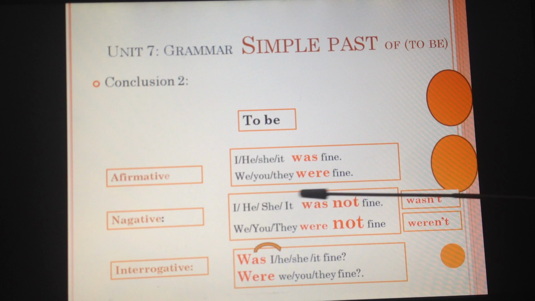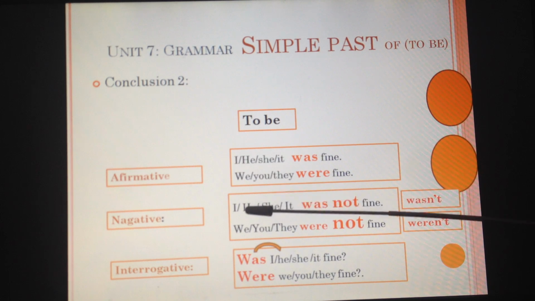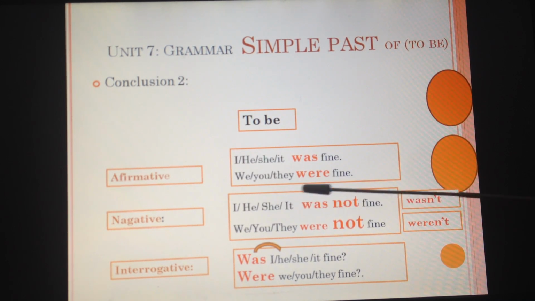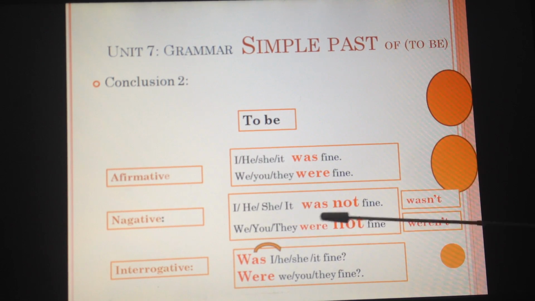For the negative conclusion, we just add not after the verb. I was not fine. He was not fine. She was not fine. It was not fine. For plural, we were not fine. You were not fine. They were not fine. Or if we would like to use the contracted form: I wasn't or we weren't.